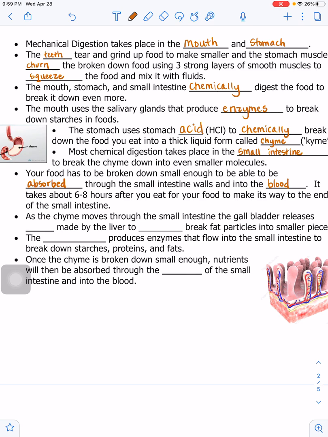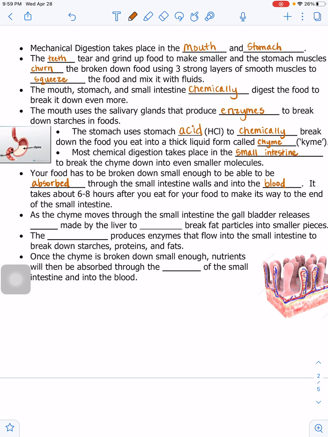As the chyme moves through the small intestine, the gallbladder releases a substance called bile, B-I-L-E. It's made by the liver to physically break fat particles into smaller pieces. So the liver makes this bile, a substance that's physically breaking down fat particles. It doesn't chemically break it up. It's just like chopping it up into smaller pieces with this bile substance.